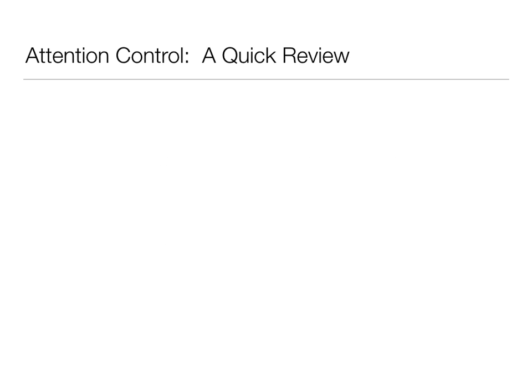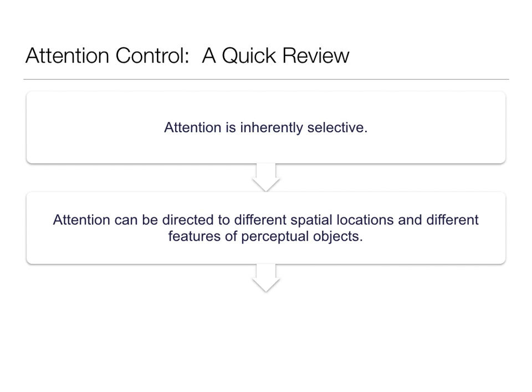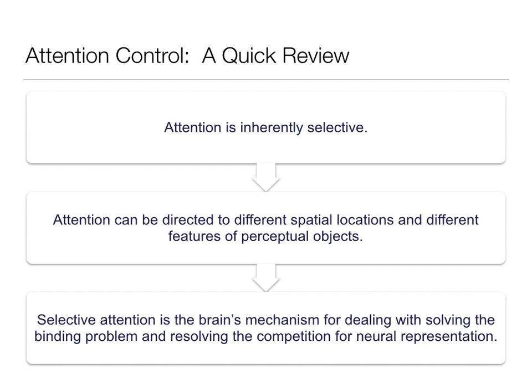So a quick review of attentional control. Attention is inherently selective. You can't physically attend to everything. You have to attend to things. And attention can be directed to different spatial locations and different features of different perceptual objects. It's very plastic in how you choose to use your attention. And selective attention is the brain's mechanism for dealing with the binding problem and dealing with this competition for neural representation.